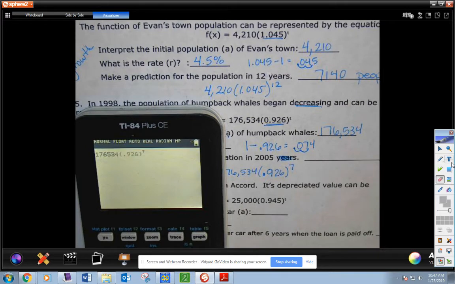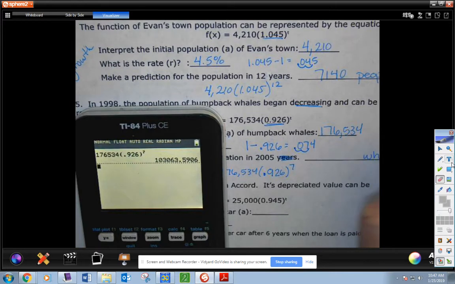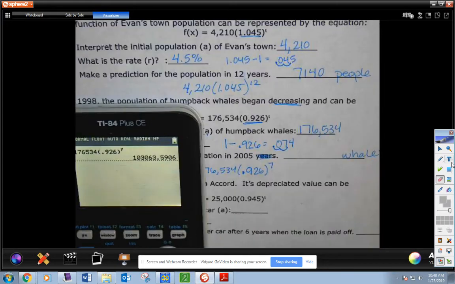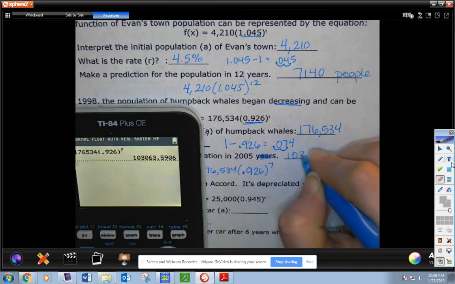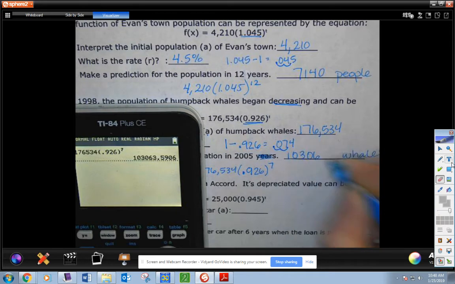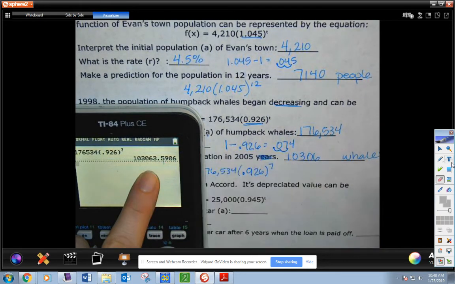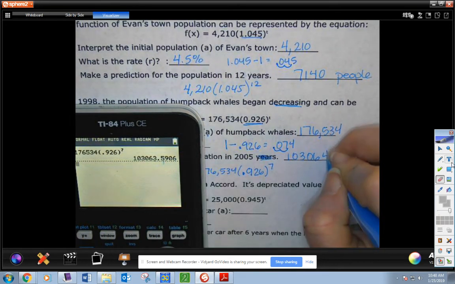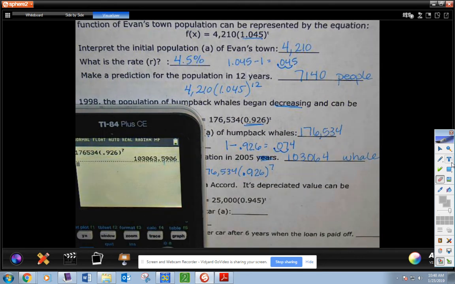So there it is, and I put it in the calculator, and I am now trying to find the population of humpback whales. So I'm going to go ahead and put whales as my label. Again, we're talking about population, so that's whole pieces. We are not going to have part of a whale, so I'm going to keep everything and then look at this 5 to figure out what to do to 3. The 5 tells me to make 3 go to 4. So I have 103,064 whales.